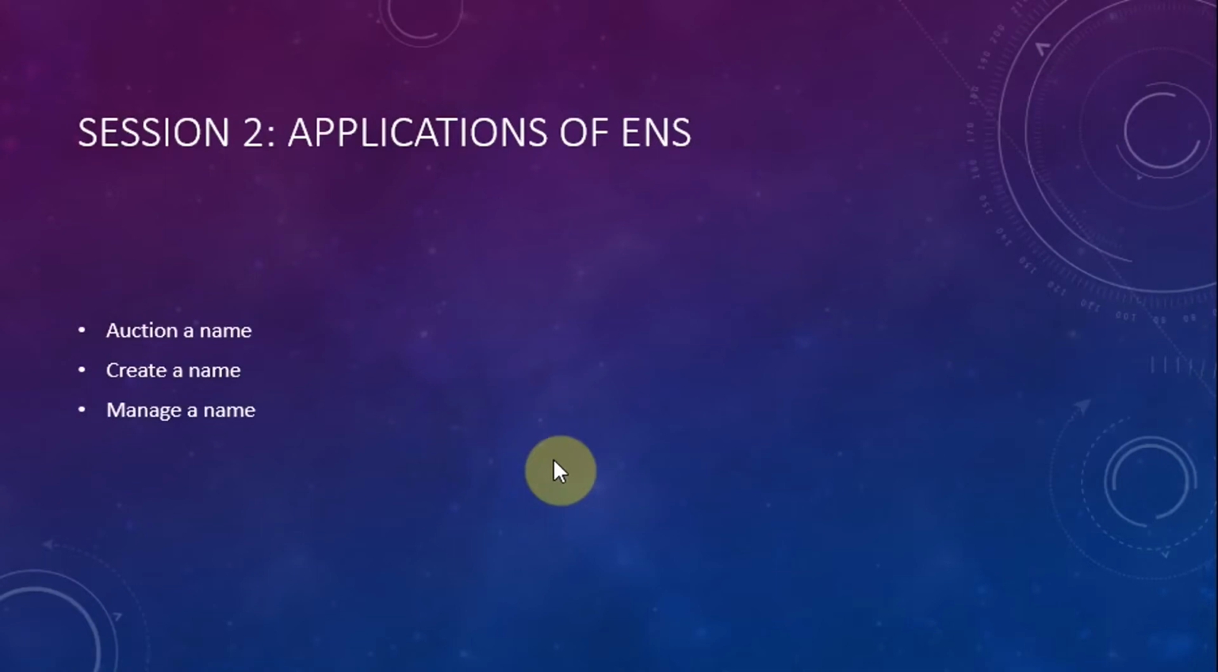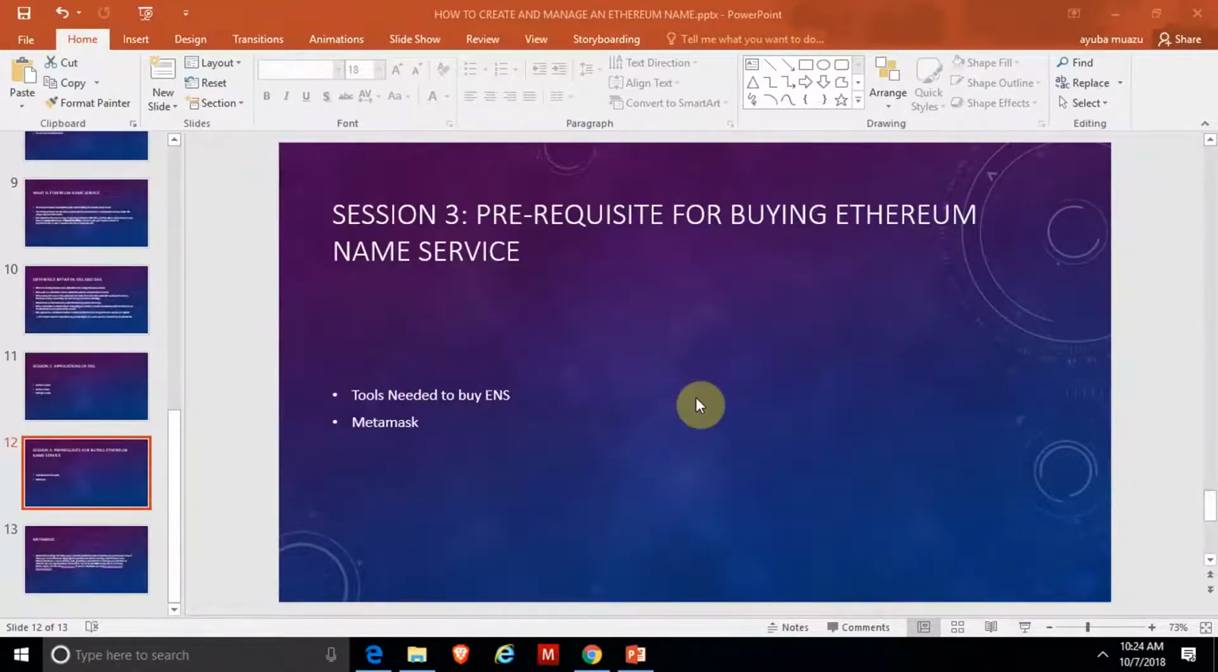So thank you. Hi, welcome to the third session of this video series on how to create and manage an Ethereum Name Service, ENS. My name is Ayuba Moazu. In this session, I'm going to walk you through the prerequisites for buying an Ethereum Name Service. So basically, I'm going to talk about the tools that you need to be able to buy an Ethereum Name Service for yourself and use it for either your smart contract or your externally owned address. I'm going to talk about the tools needed to buy ENS, and then one of the most important tools, which is MetaMask.